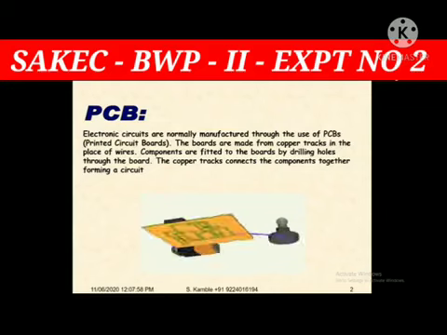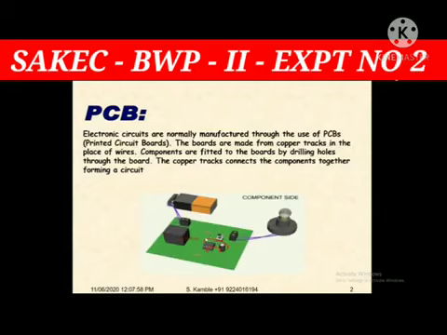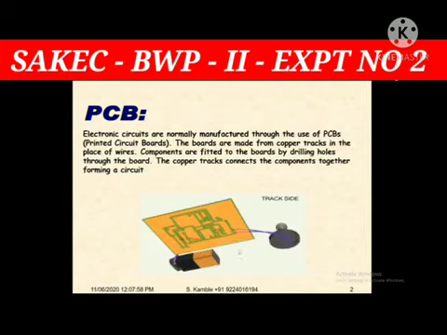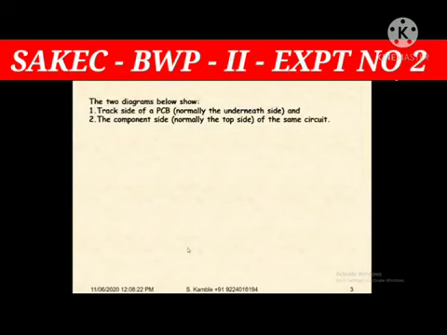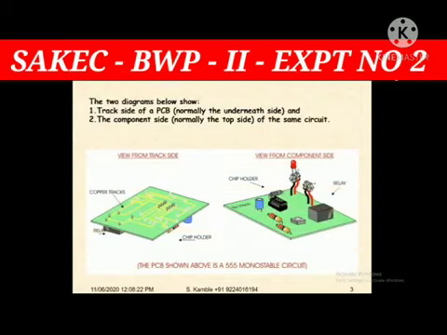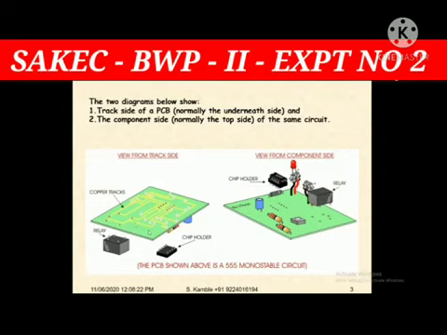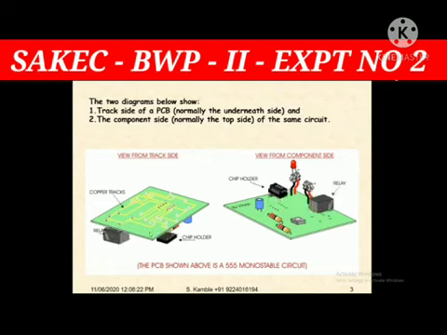So if you see, this is the PCB, this is track side, and this is component side. This board is known as PCB, printed circuit board. So if you see, there are two sides. One is track side, and this is my component side. You have to mount component from component side, and you have to do the soldering from track side.